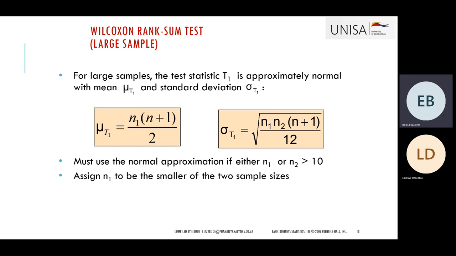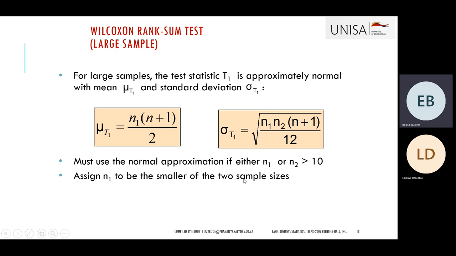For large samples, the test statistic T1 is approximately normal with the mean of T1 and the standard deviation of T1. Since we are approximating the values, we calculate the mean using your sample size N1 times N plus 1, divided by 2. Remember, N is N1 plus N2. That will give us the mean for large samples. And your standard deviation is given by the square root of N1 times N2 times N plus 1, divided by 12. Remember, N is N1 plus N2. That's the value of your N.